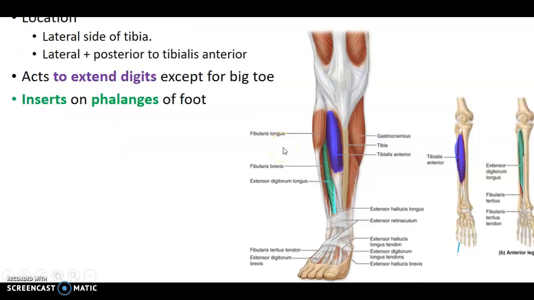Now, the extensor digitorum, it's not as funny as the one in the hand. You're not flipping people off with your toes. But here's the tibialis anterior. It's the first one. Extensor digitorum is right next to it. So here's the tibialis anterior. Here's the extensor digitorum. Its tendons go to all the phalanges, and it extends them.